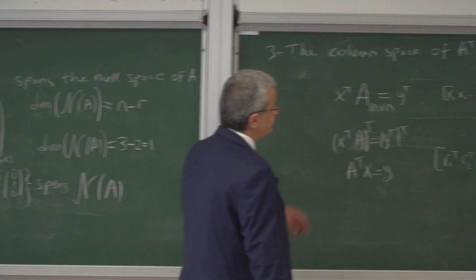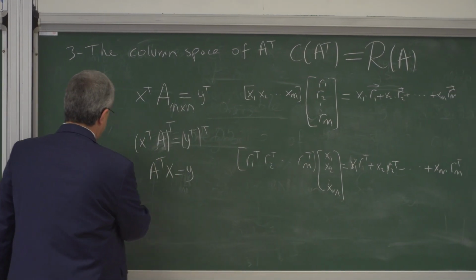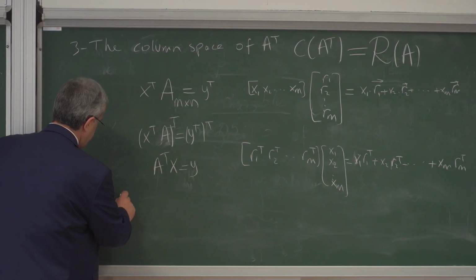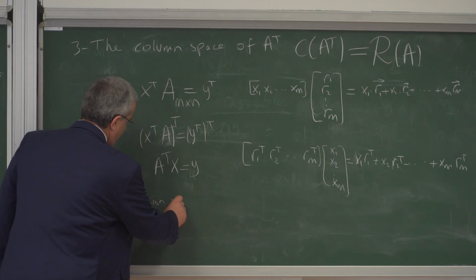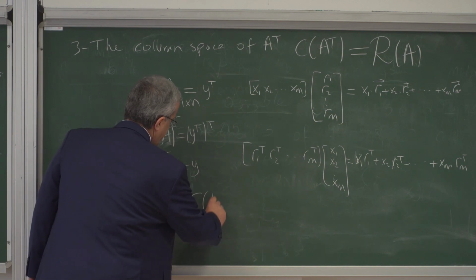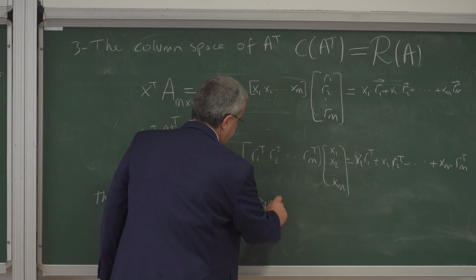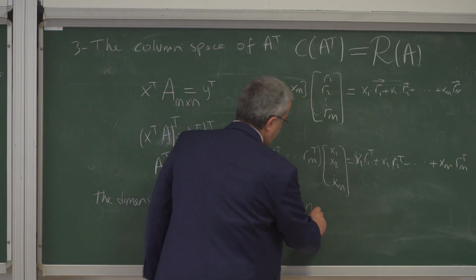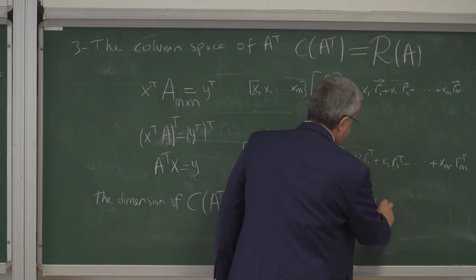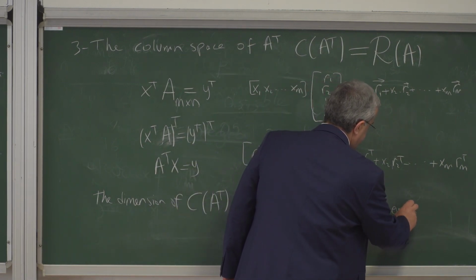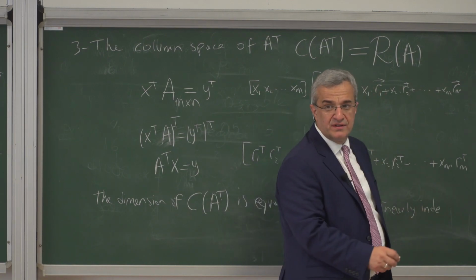So what do we say? The dimension of the column space of A transpose is equal to what? Is equal to the number of linearly independent what? Very good. Who said that? Good.